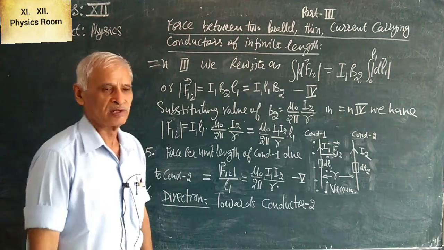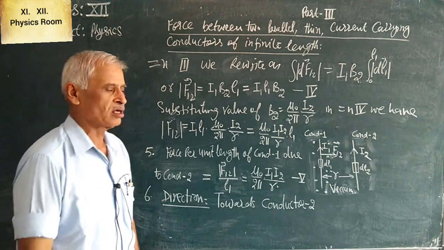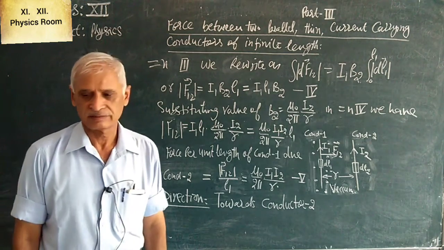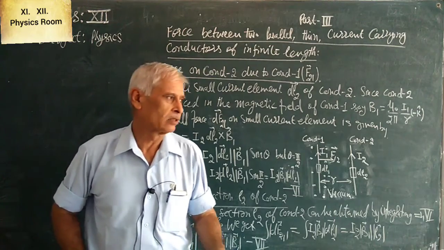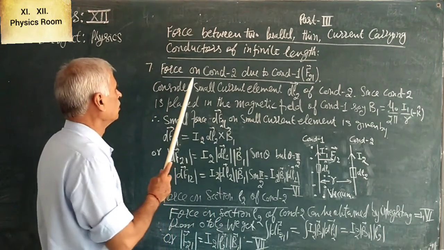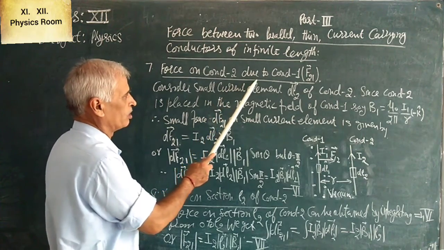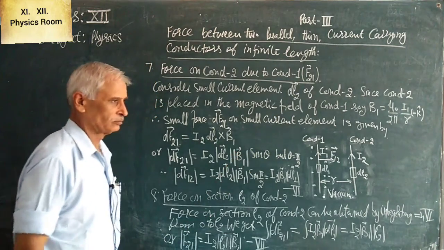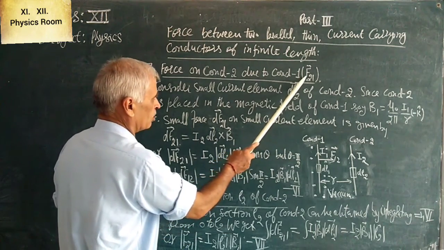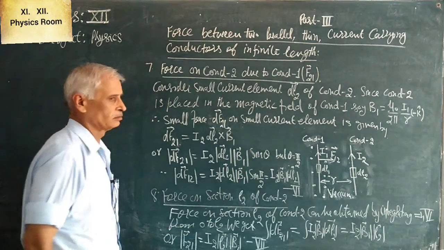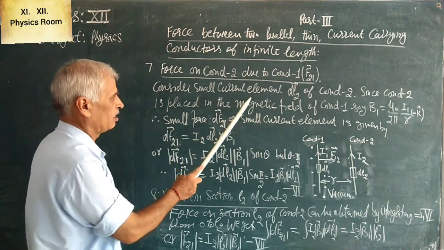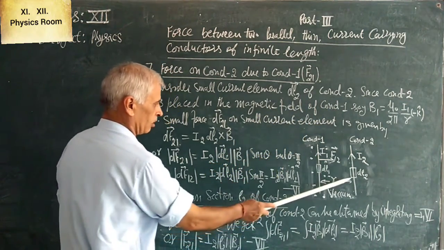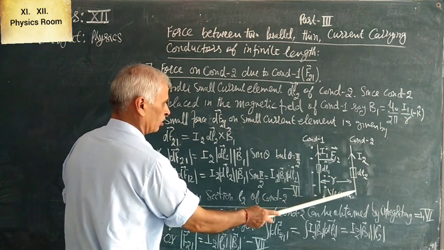Now similarly, we are to consider force on conductor 2 due to conductor 1. Let us calculate force on conductor 2 due to conductor 1, say F21. Now consider a small current element dL2 of conductor 2.